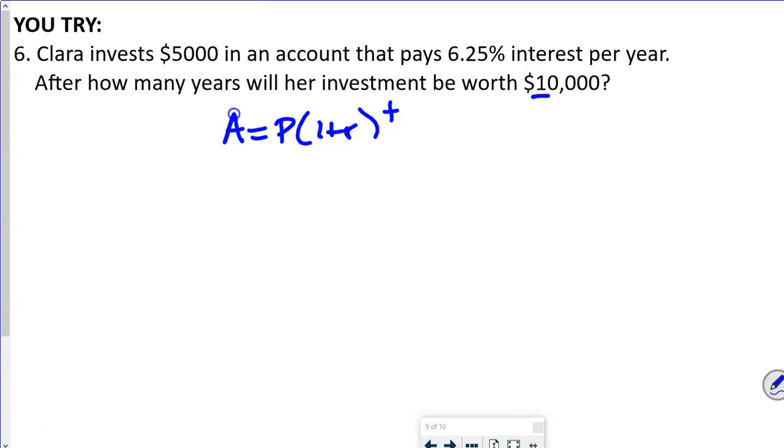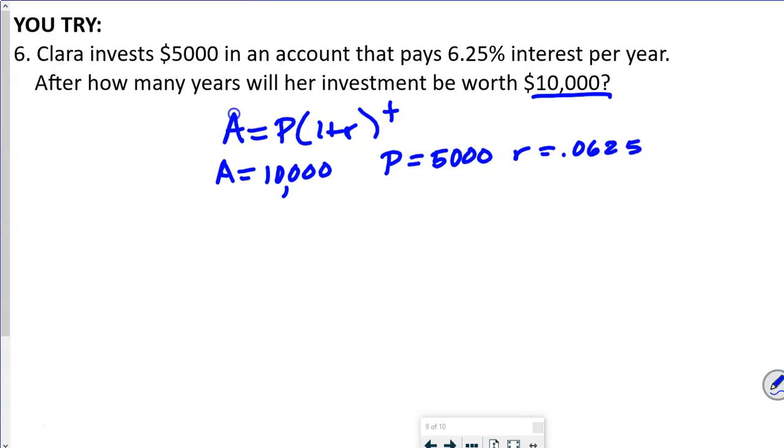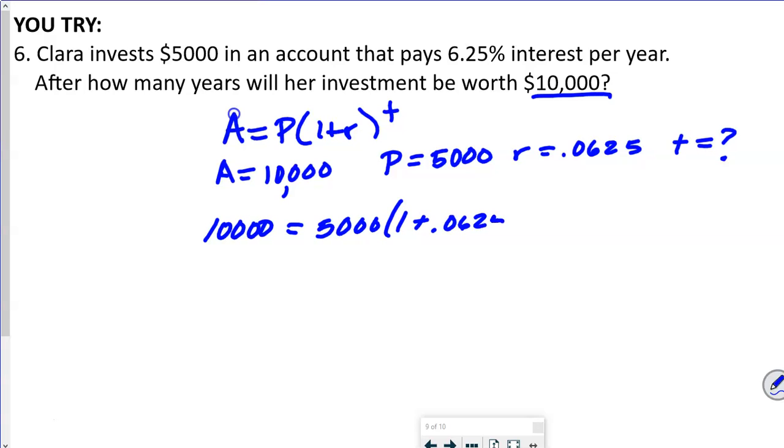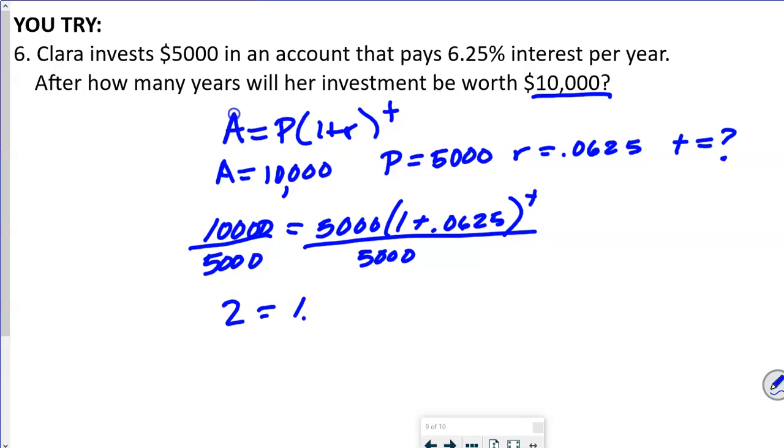So after how many years will the investment? So that's going to be our A, because that's what our final amount is. Our P is going to be what we started with, which is the 5,000. Our rate of interest is going to be 0.0625, and we're solving for t again, okay? So this time we're going to say 10,000 equals 5,000 times 1 plus 0.0625 to the t. So once again, we're going to divide both sides by 5,000. So that gives me 2 over here. And that's equal to 1.0625 to the t power.